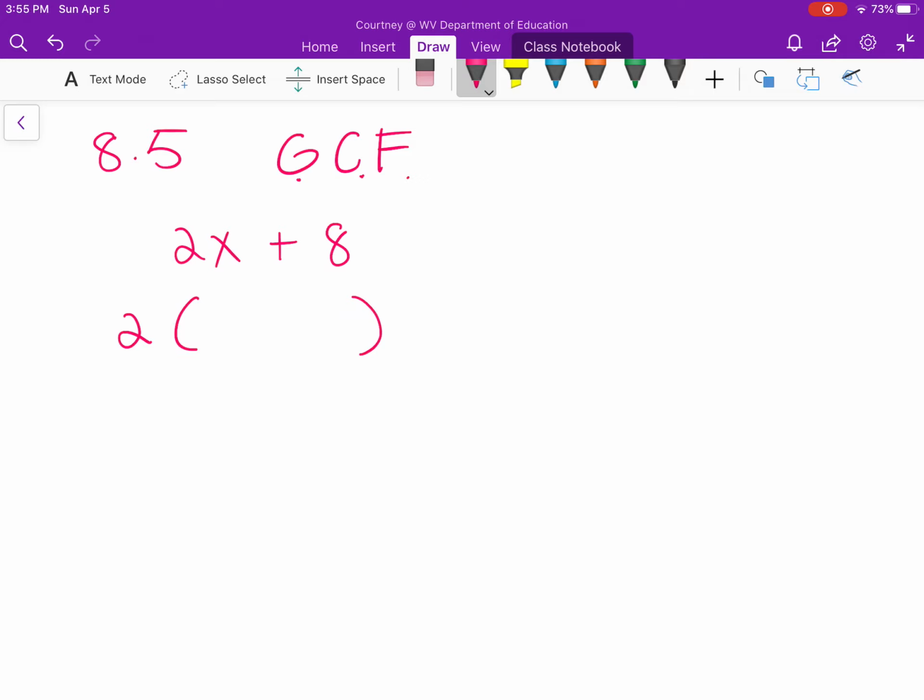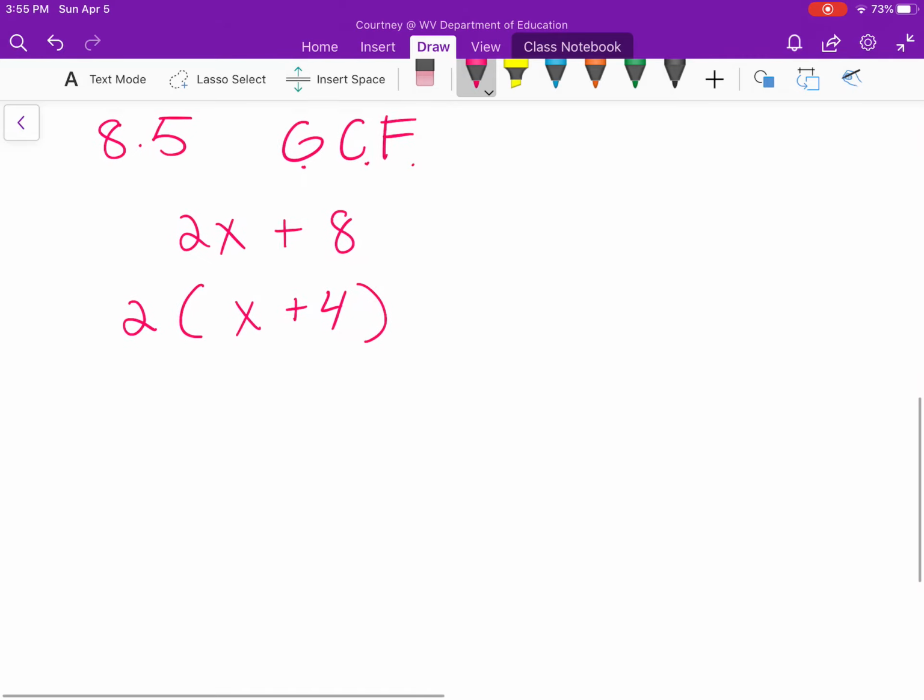When we take 2 divided by 2, you just have a 1 left. You still have an x left. We didn't do anything with the x. Then when we say 8 divided by 2, that is 4. So if we want to erase this 1, we can just say it's 2 times x plus 4.